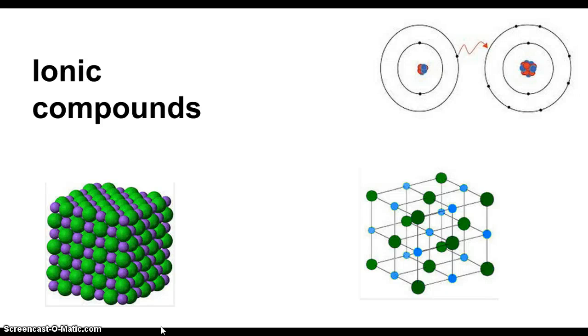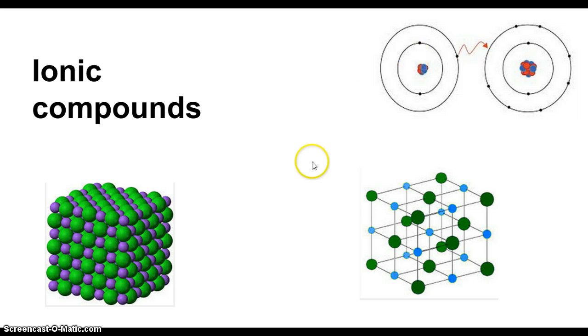Okay, a brief description of ionic compounds. Ionic compounds are created when one atom loses an electron to another atom. Here we see in the top right corner an atom that needs one electron and an atom that needs to lose one valence electron. The transfer creates ions, which then come together to form ionic compounds.